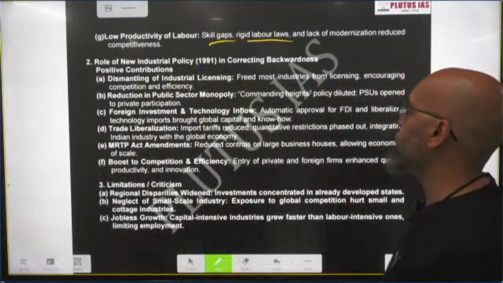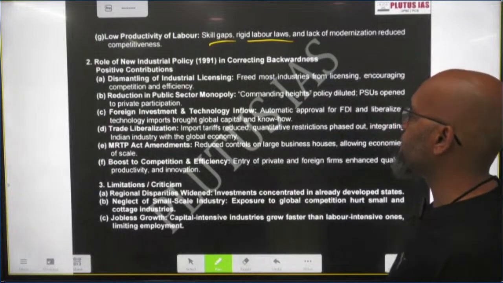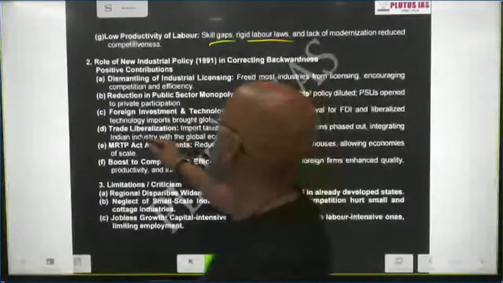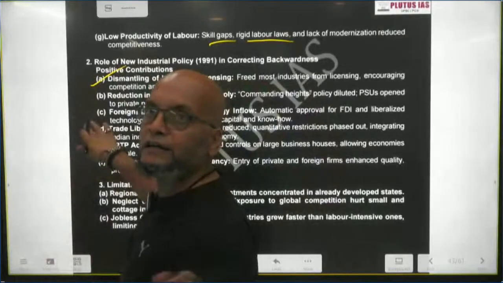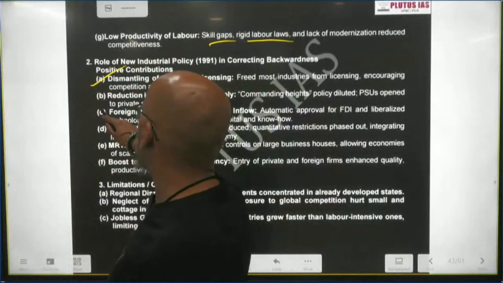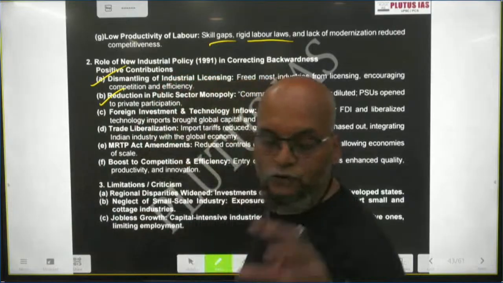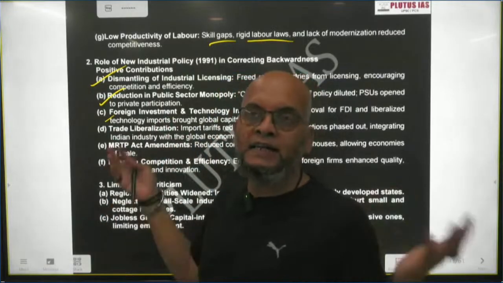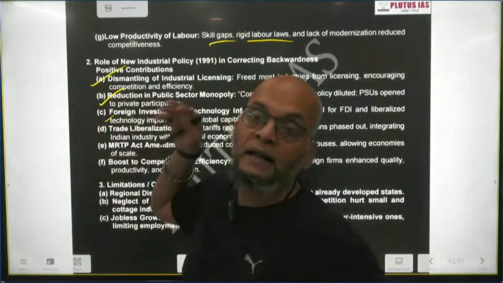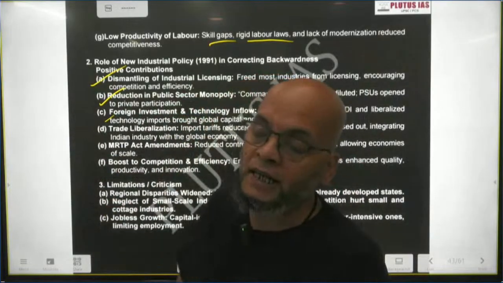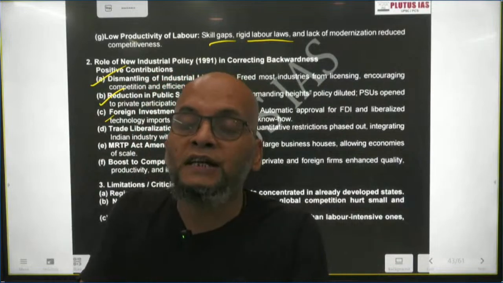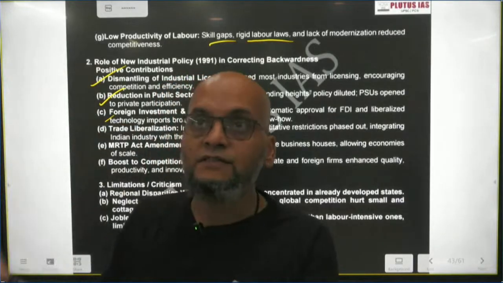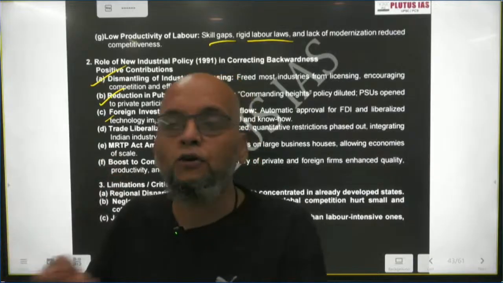Then the role of the new industrial policy of 1991 in correcting backwardness. Positive contributions: dismantling of industrial licensing. Most industries were removed from the requirement of a license. Reduction in public sector monopoly: government interference and government monopolies were reduced. Foreign investment and technology inflow: now the gates were open for foreign companies to come in. And when foreign companies come to your country, it's not that they come only for profit, they are also bringing their technology as well.